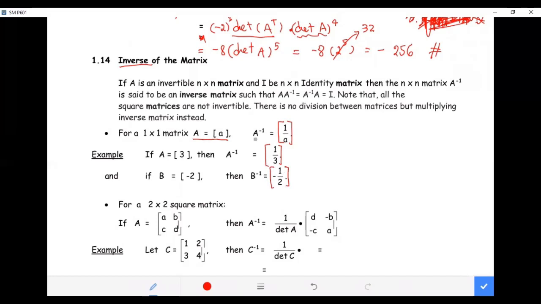So in words it works like this. You just flip it, right? For a one by one matrix, A inverse will be 1 over A. If A is 3, A is a matrix with 3, and you want to find A inverse, that is 1 over 3. Very easy. This one is the same idea.